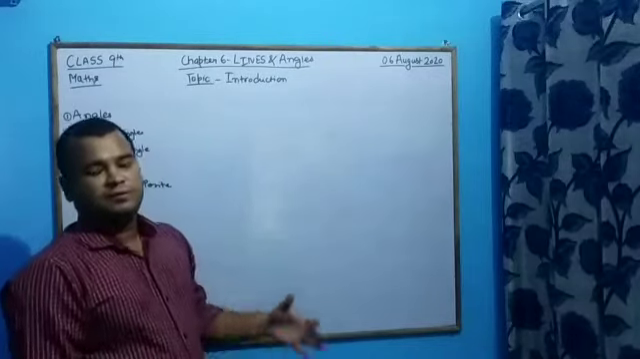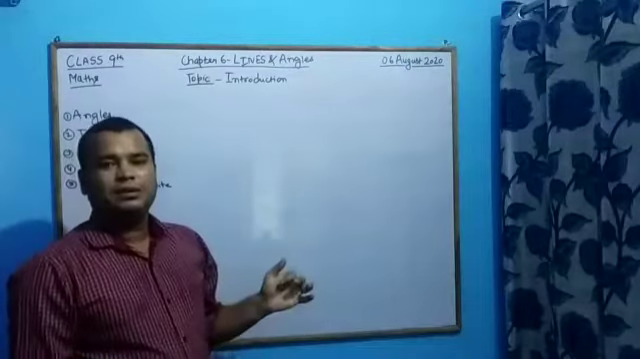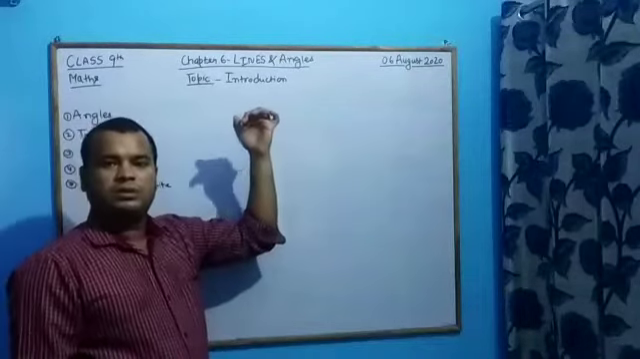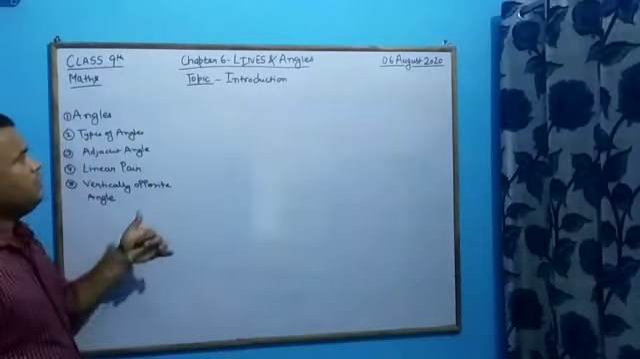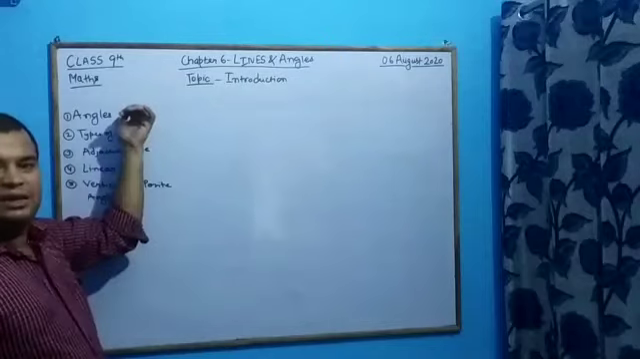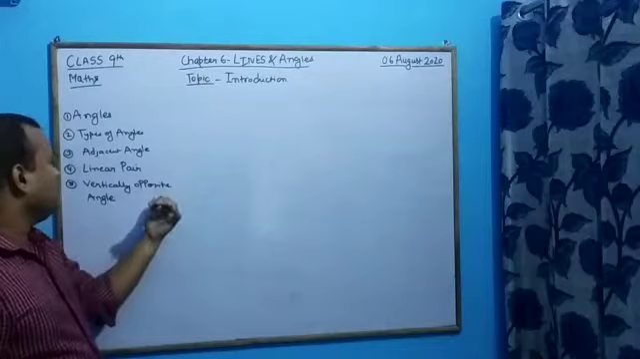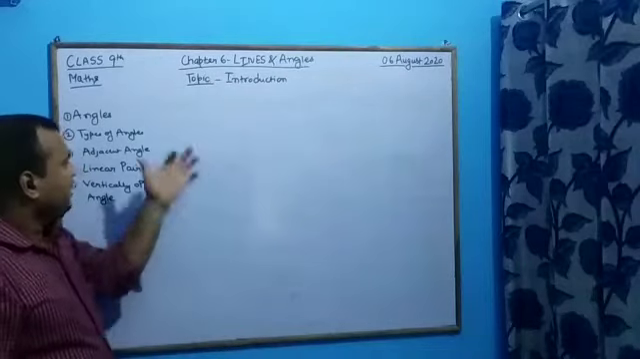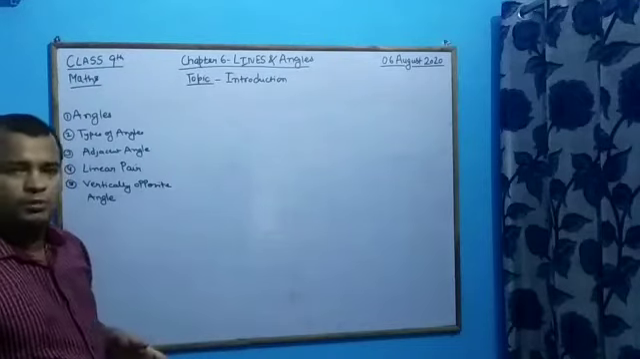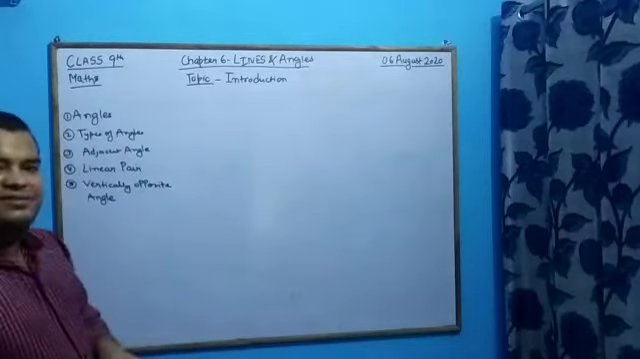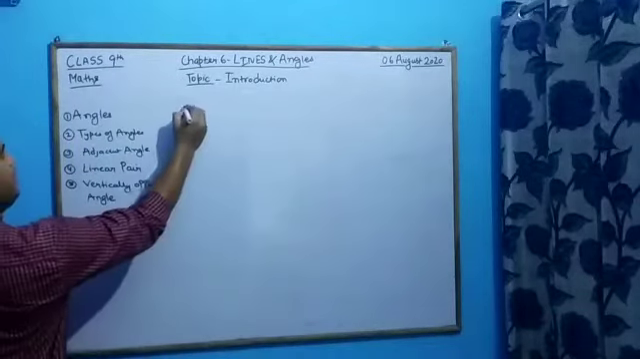Students, in the previous video we discussed chapter number 6, Lines and Angles. We discussed lines and various types of lines. Today we are going to study angles, types of angles, adjacent angles, what a linear angle is, and what a vertically opposite angle is. This is going to help us with our first exercise, that is 6.1. So let us take the first topic, that is angle.